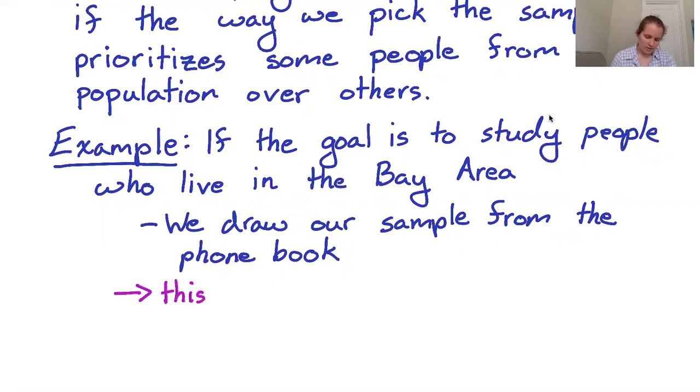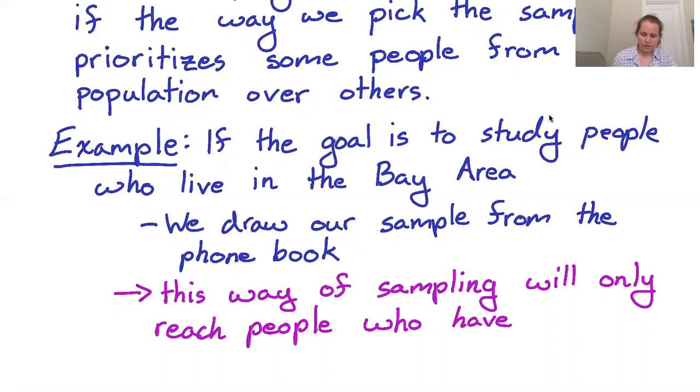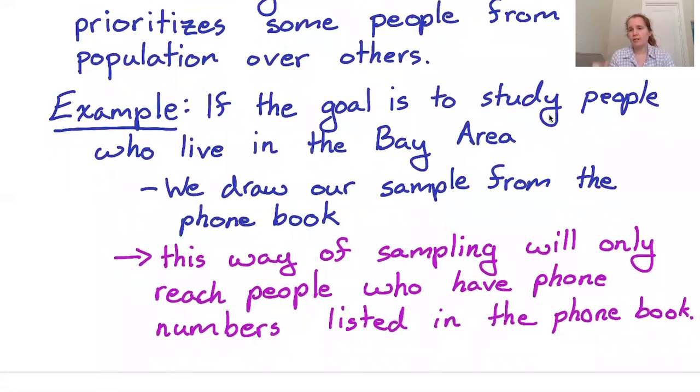So this way of sampling will only reach people who have phone numbers listed in the phone book. And everybody else will be left out. So this is one form of bias where someone not thinking, if they have a listed phone number themselves, may not realize how many people are left out just by picking their sample out of the phone book.